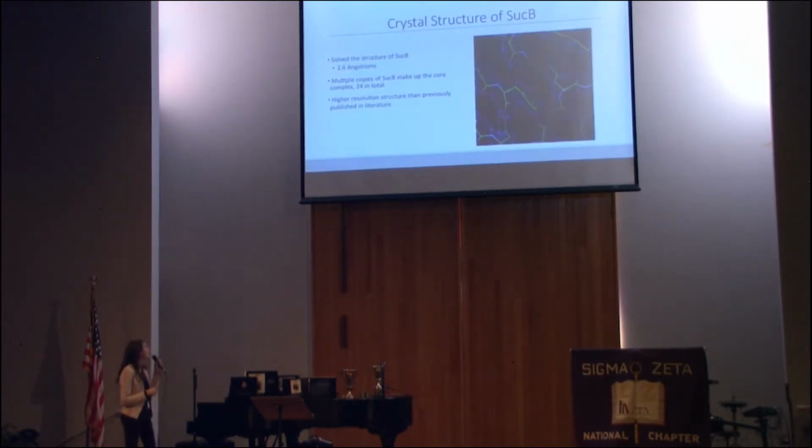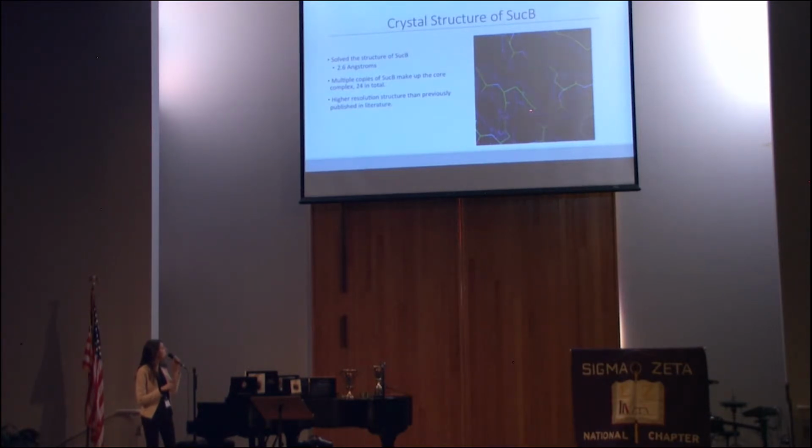So now going on to show you our diffraction data. Like I said, we saw the structure, a 2.6 angstrom structure. So this is a really high resolution, high quality structure. And we found that multiple complexes of SucB actually form to make up the core of this structure, 24 in total. And our crystal structure was a higher resolution than has been previously published in literature. So that was pretty cool too. And I want to explain this picture right here. So this is the density.